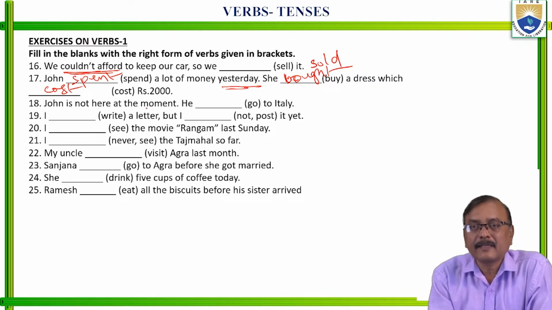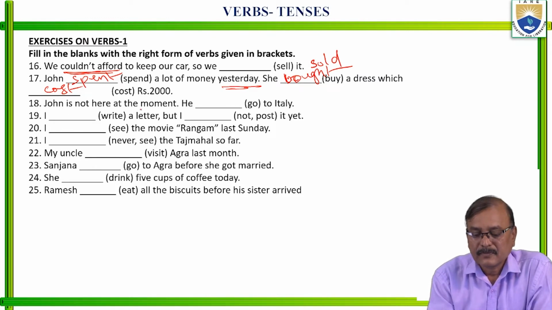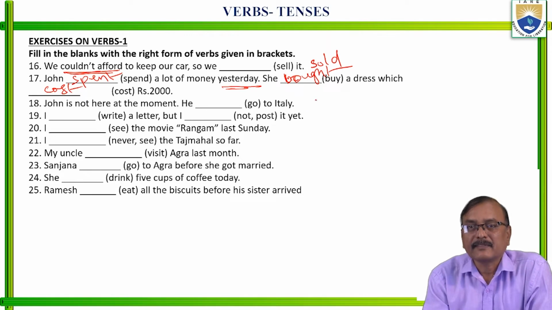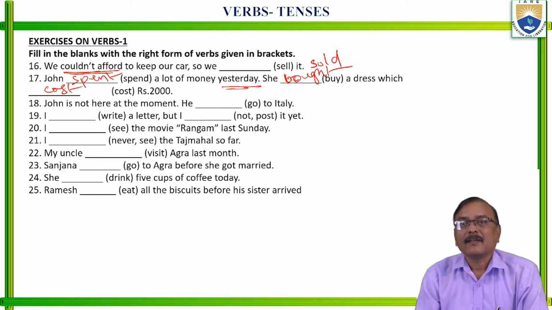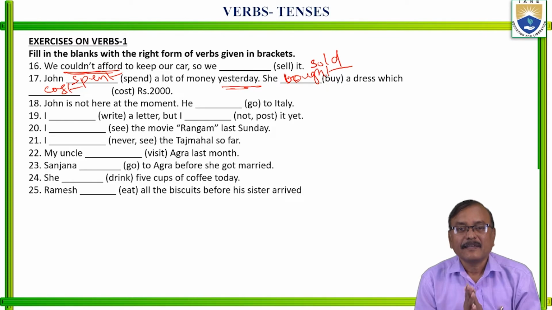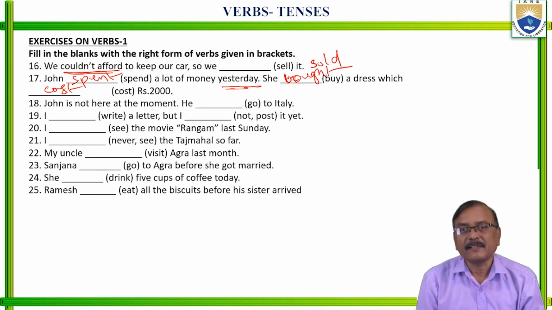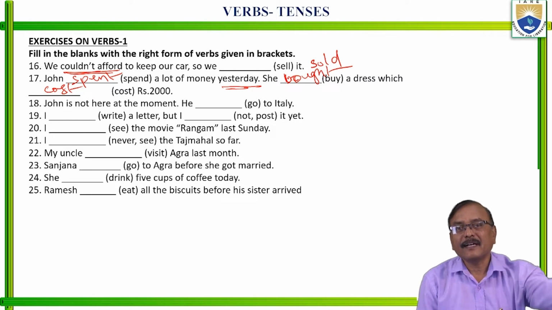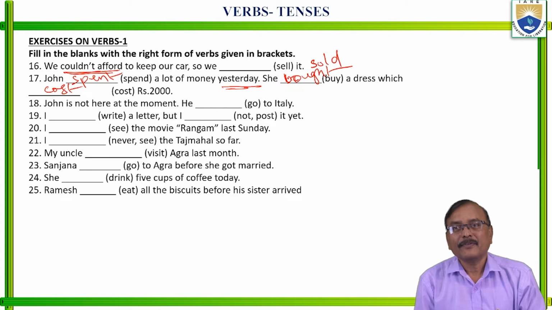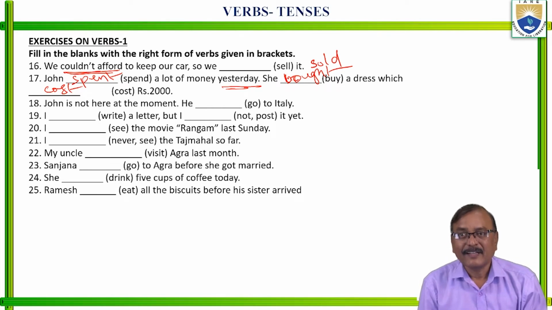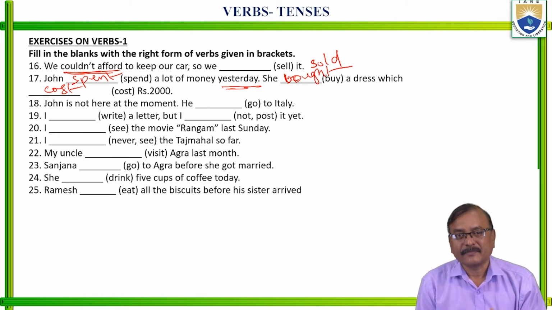John is not here at the moment. He dashed to Italy. Means, is it past action? Yes, it is past action, because he is not here at the moment. Okay, he dash, here go to Italy. Means, definitely it is past action.